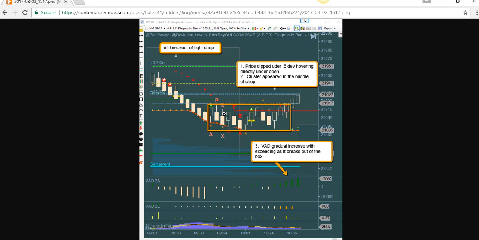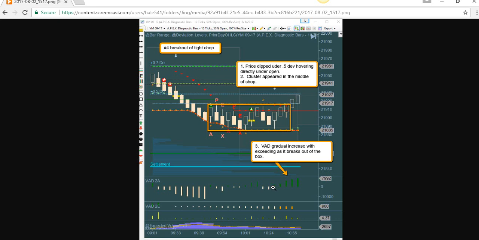But take a look here. So we've got our level, we've got our chop, we've got our cluster, and what happens right here? So we've got VAD coming up and down and up and down, and then here we're starting to go up, right? And as it gets up here to the top of the chop box, it does one more pull back into the box, and then it goes on up and closes to break out.